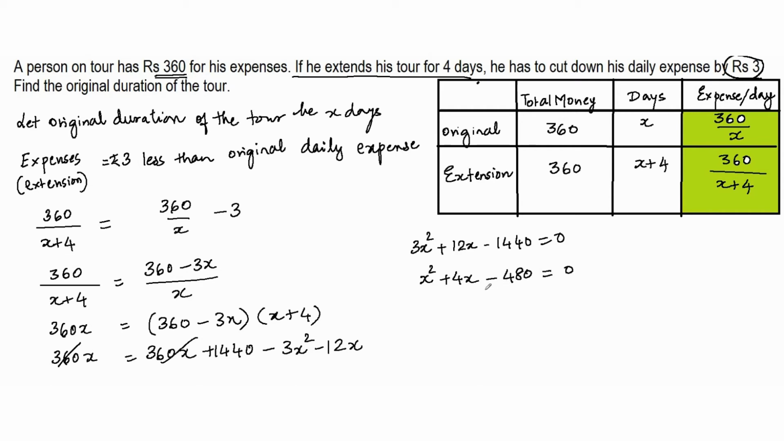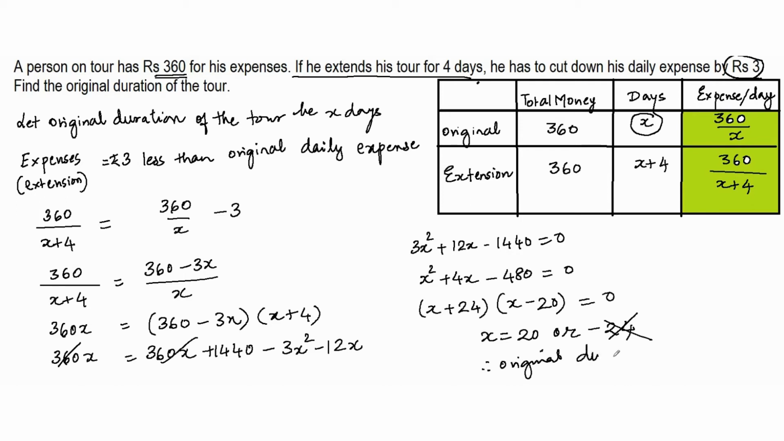And now I can find out the factors. They are going to be plus 24 and minus 20. So this becomes x plus 24 into x minus 20 is equal to 0, which means x is either positive 20 or negative 24. Of course, we discard a negative value for the duration. So we have to find the original duration, which is x, and x cannot be negative. Therefore, the original duration is 20 days. So this is how we go about this particular question. Again, the table really helped us over here.